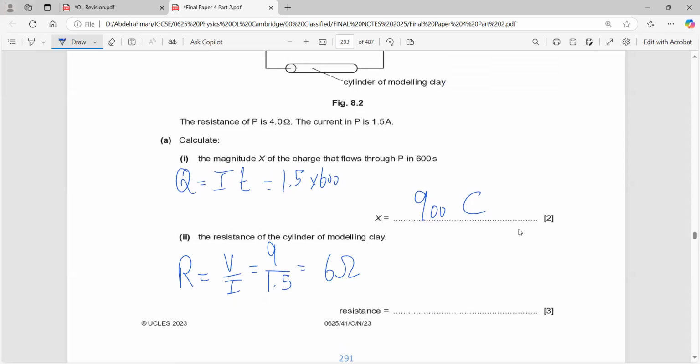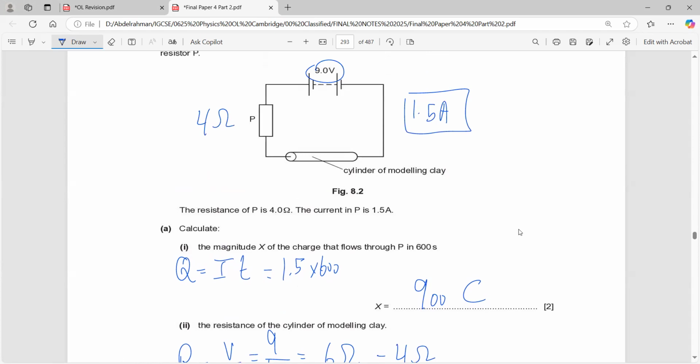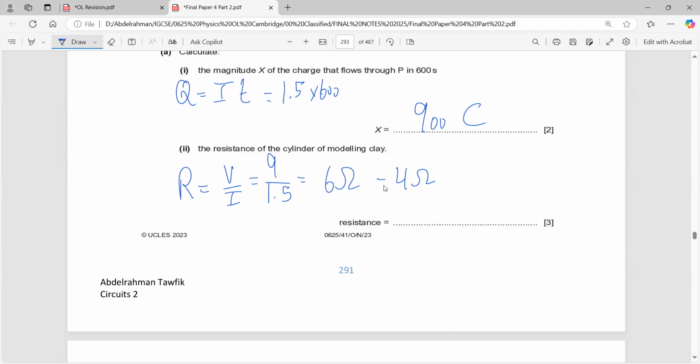Can I find the resistance of this modeling clay? Yes, I can find it by subtracting the resistance of the fixed resistor. Don't forget about the fixed resistor. So 6 minus 4 is 2 ohms. This is the resistance of the modeling clay now, at this instance.